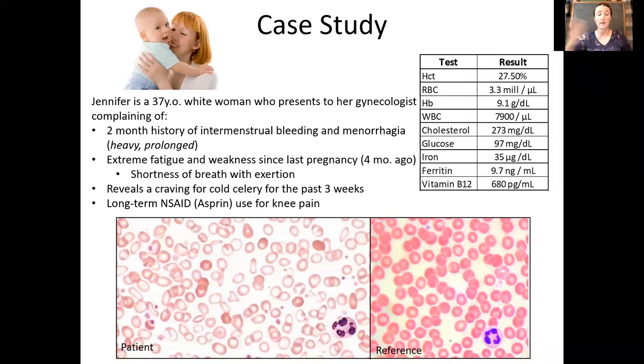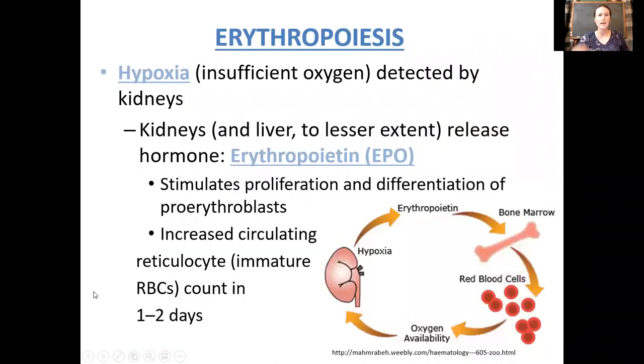Just like we looked at last week in lab, this is the reference, so this should look familiar. We see lots of nice bold red blood cells, and of course this here is a neutrophil, and this is Jennifer's blood smear. Just keep that in mind. We can see some differences right off the bat. So let's learn a little bit more about the red blood cells.